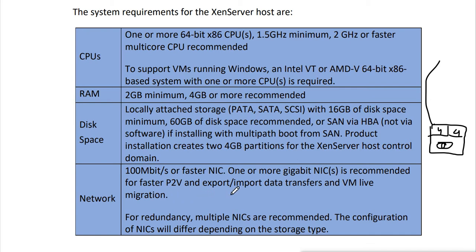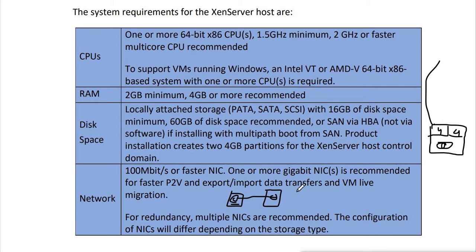Live migration means if you have two XenServer physical servers running, then you can migrate one virtual machine from one server to the other server, and live migration means the virtual machine will be running at that time, and we can directly move the machine from one server to the other. That means the virtual machine is running and still it will move. That is live migration. Now for redundancy, multiple links are recommended. So we can have multiple links and we can combine those links together to create redundancy.